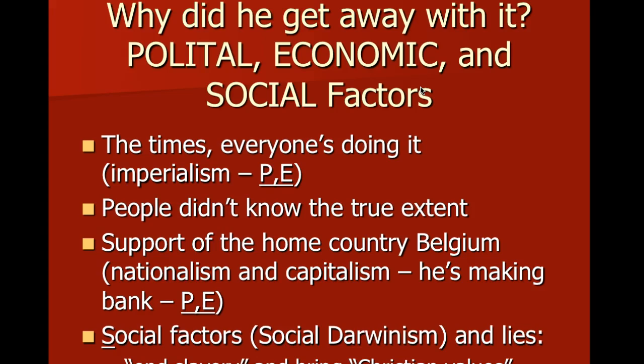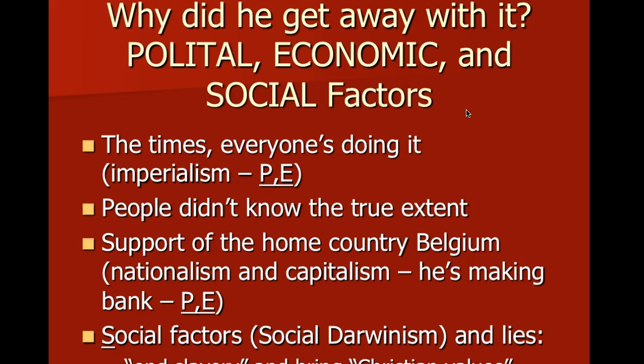domination, essentially. People didn't know the true extent. He had to hide the truth from the world, or else there would have been someone to stop him, hopefully. Support of the home country, Belgium. Nationalism and capitalism were two driving factors. He's making a lot of money, returning that into the economy of Belgium. So back home, Belgium benefits. So these are political and economic factors.